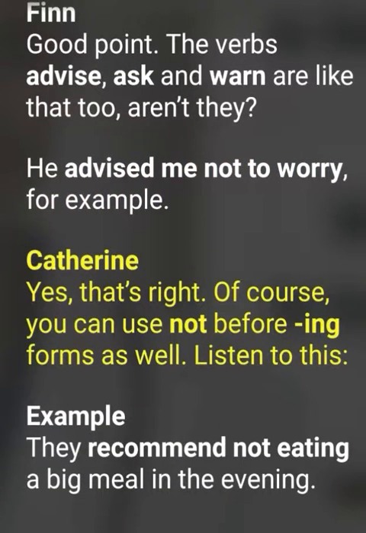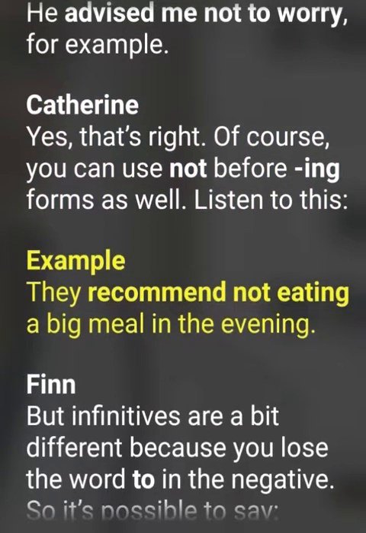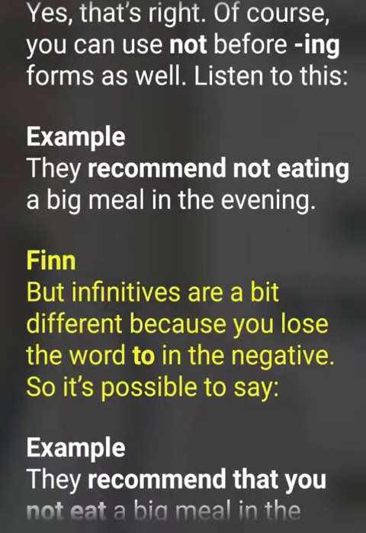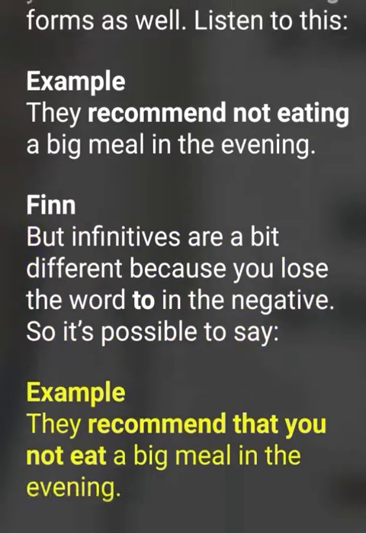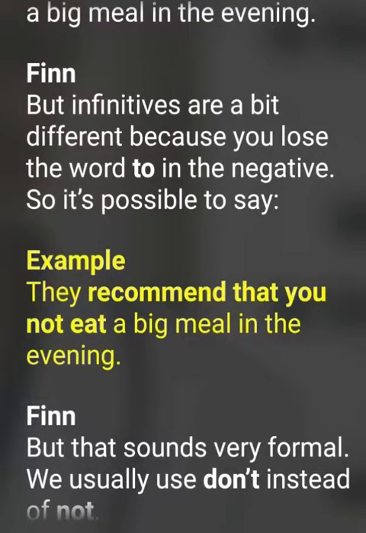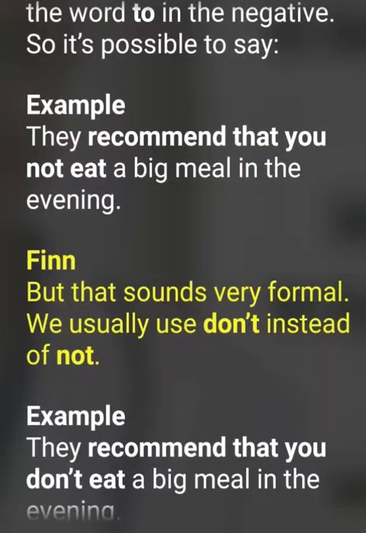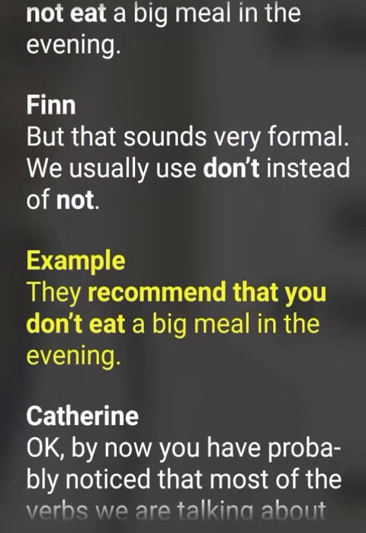Yes, that's right. Of course, you can use not before ing forms as well. Listen to this. They recommend not eating a big meal in the evening. But infinitives are a bit different because you lose the word to in the negative, so it's possible to say, they recommend that you not eat a big meal in the evening. But that sounds very formal. We usually use don't instead of not. They recommend that you don't eat a big meal in the evening.